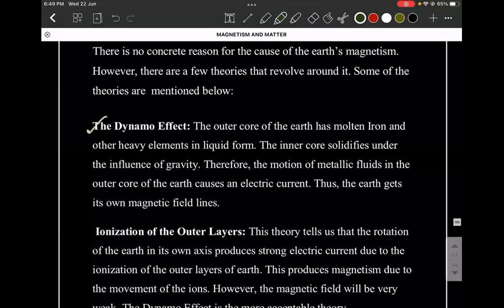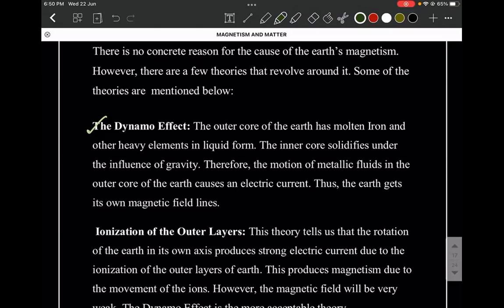So the first one is called the dynamo effect. The dynamo effect mainly says that if you take the layers of Earth, the outer core of the Earth has molten iron, in the sense the iron is in the liquid form, and other heavy elements in the liquid form. The inner core solidifies under the influence of gravity. The metallic fluids in the outer core of the Earth will cause electric current, and due to that current, magnetism is generated. That is one of the theories that is proposed.